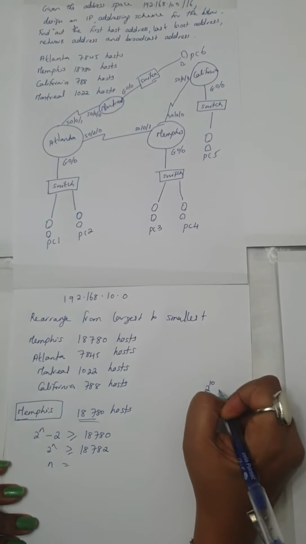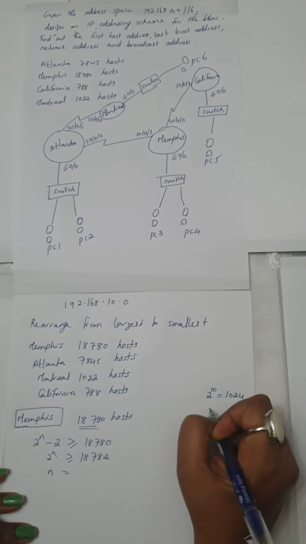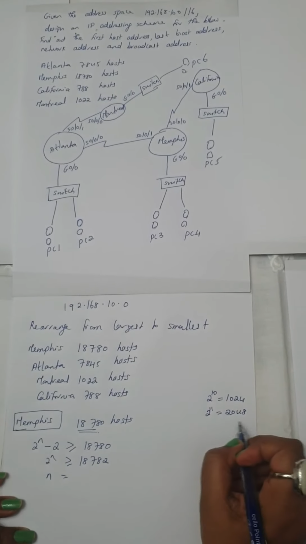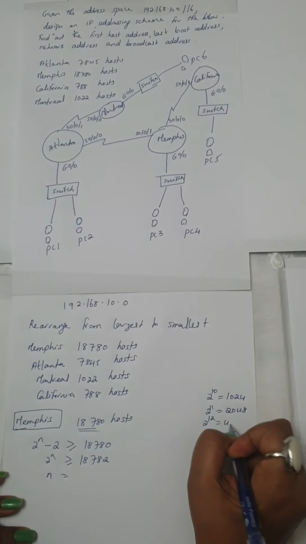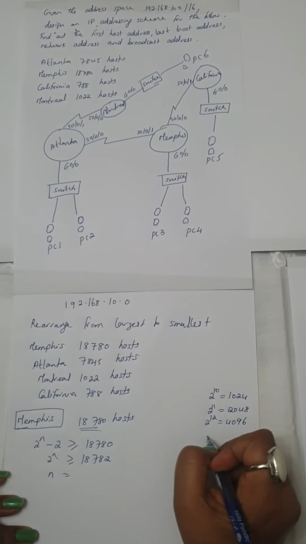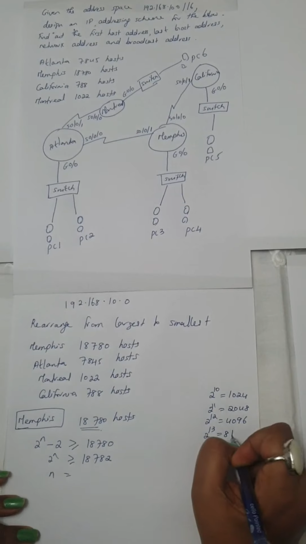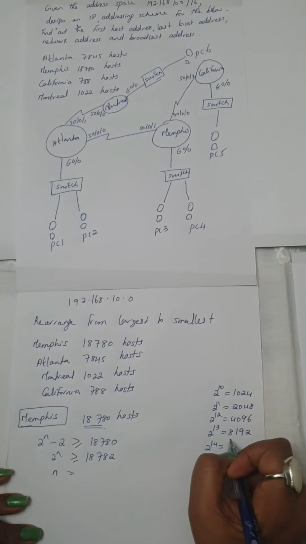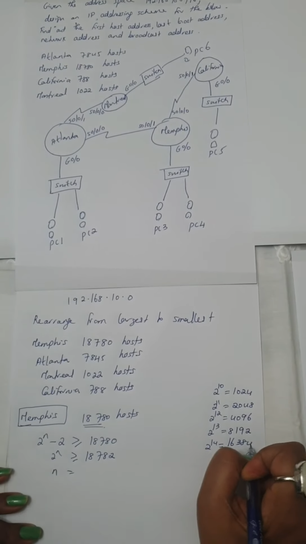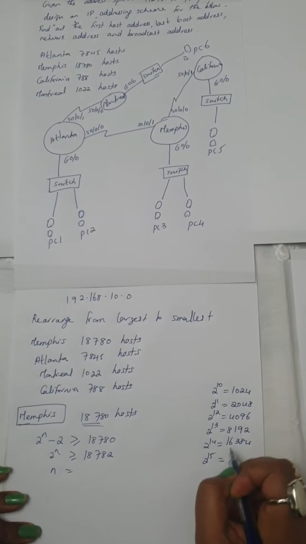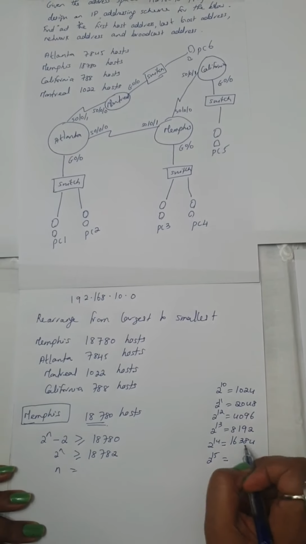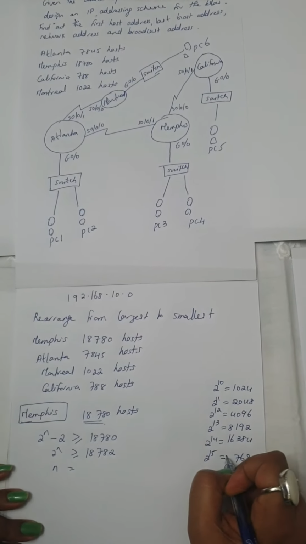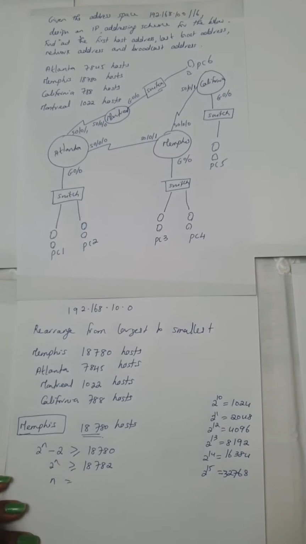I know that 2 power 10 is 1024. When I multiply it by 2, it's 2048. When I multiply it by 2, it becomes 4,096. I multiply it by 2, it comes to 8,192, I think. And 2 power 14 will come to 16,384. 2 power 15, we have to multiply it by 2. So 8 times 2, 16, 6, 7. I think it's 32,768.